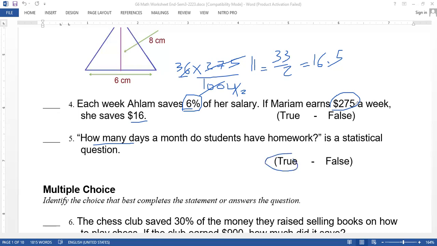And here, as we mentioned, it's false. Now, next question.